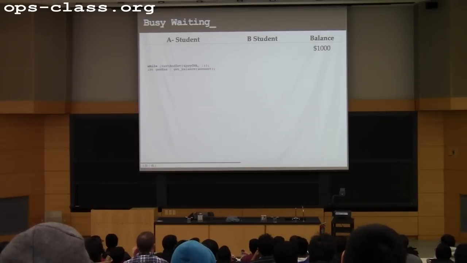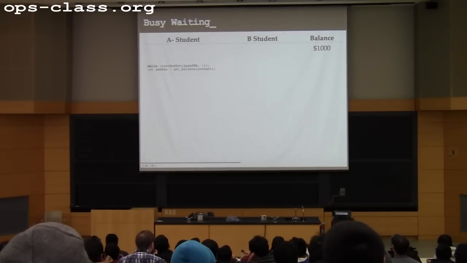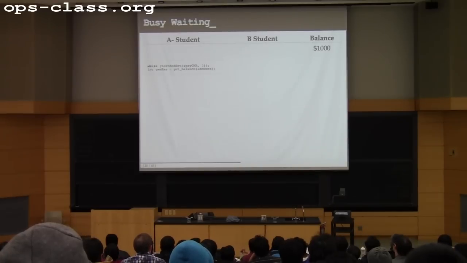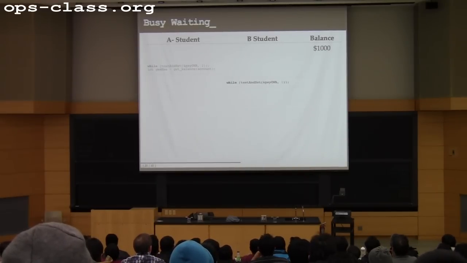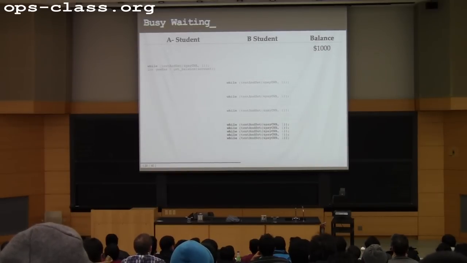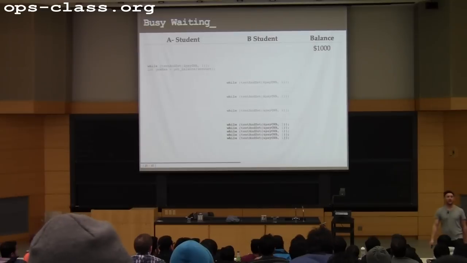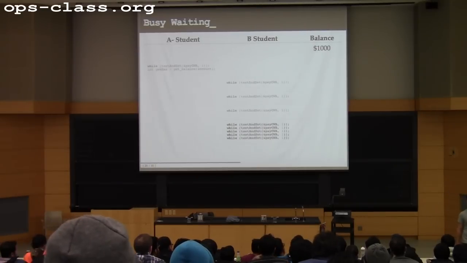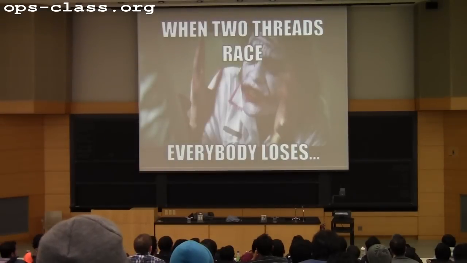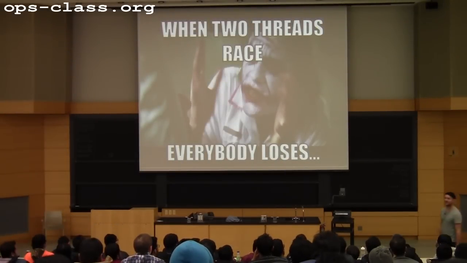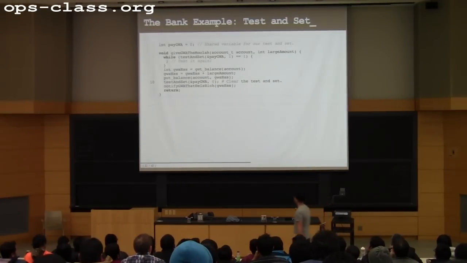So here's what would happen. Go back to the example. This guy is starting to deposit some money. He hits the top of the test and set. He's fine. He goes right through because the test and set is zero. This guy gets there. He hits the test and set, and he hits it again, and he just keeps doing this. So the B student is actively waiting. Again, we refer to this as busy waiting. It's waiting that is consuming cycles on the processor. And this is not good, right? Especially when you're trying to earn your grades in the class. Eventually someone has to win.